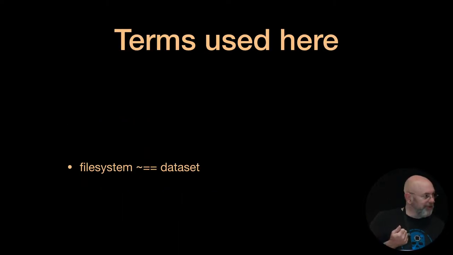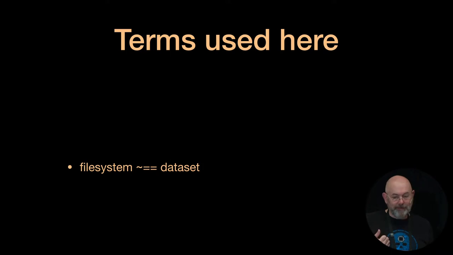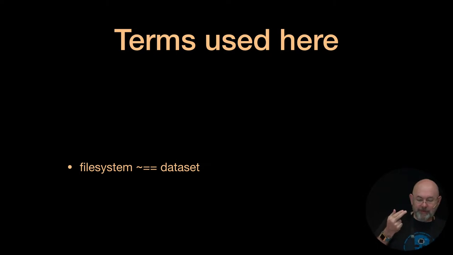So some of the terms I'm going to use, I'm going to constantly refer to file systems and I'm going to refer to datasets. They are the same thing. Don't get confused by that. So a dataset can be a file system, a volume, which is not commonly used, or it can be a snapshot. We'll cover snapshots later, but that's a read-only version of a file system.